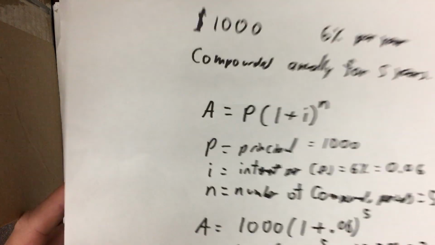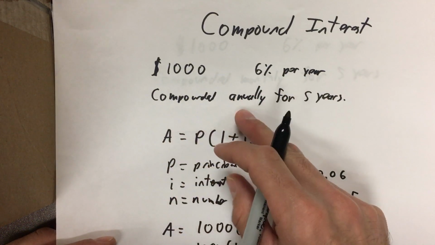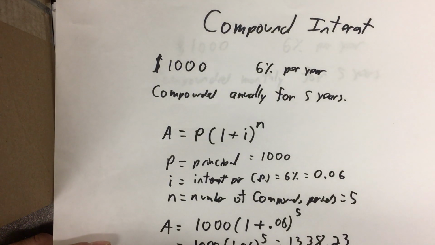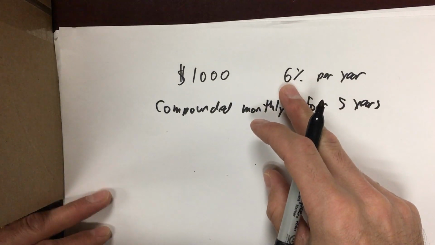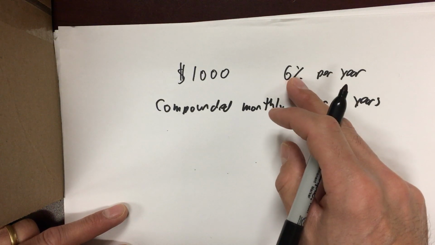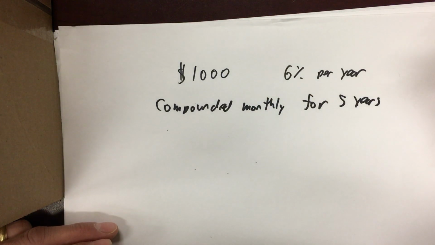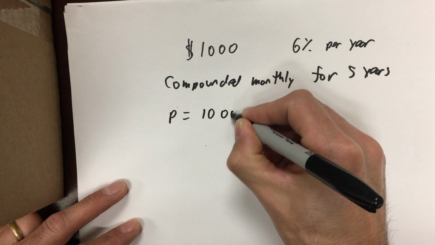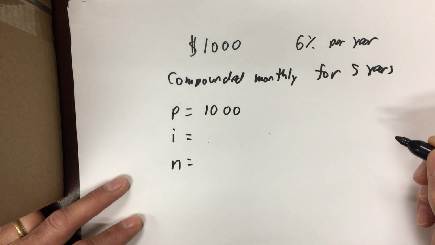So remember here in our original problem, we had $1,000 at 6% per year, compounded every year for 5 years. That means that every year you're receiving an additional 6% on top of what you already have. Whereas here, we're still receiving interest at a rate of 6% per year, but it's compounded monthly. So that means that we break that 6% per year into how many percent it would be every month, and we're recalculating this every month. So the principal amount is still 1,000. However, the interest and the number of compounding periods drastically change.